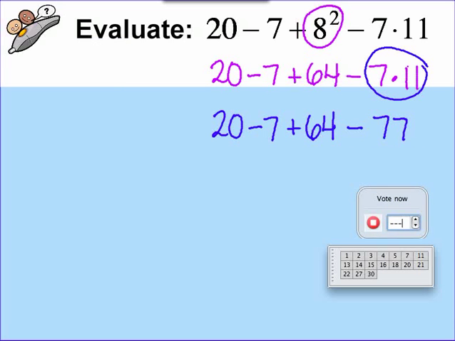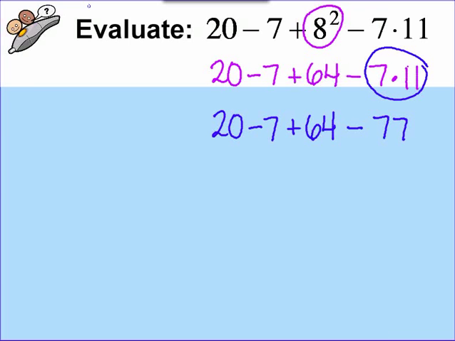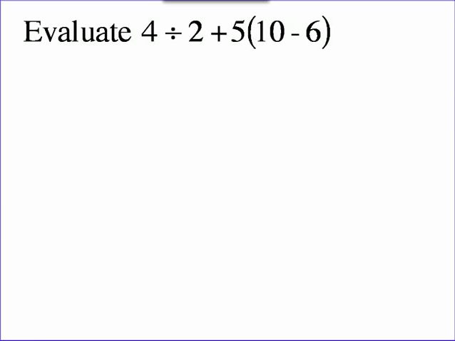Okay? And we'll see that the answer is 0. Very good, because 20 minus 7 is 13, so when you take 13 plus 64, you get 77. Subtract 77 and you get 0. All right, let's look at another one here.